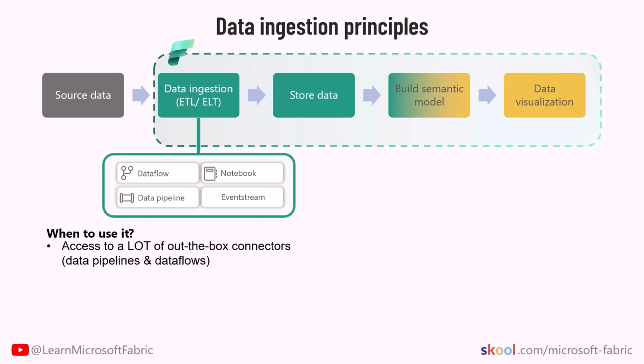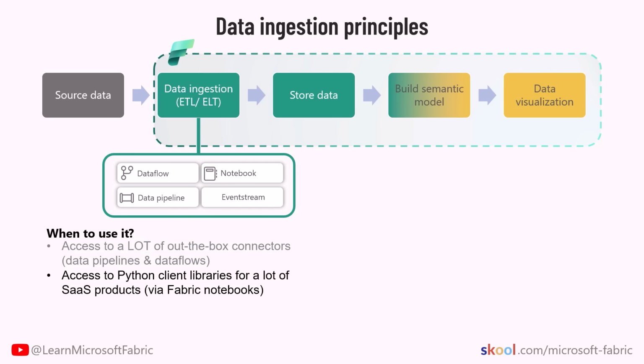Now, in general, when do we want to use data ingestion over and above the other options, so shortcut or database mirroring? Well, we get access to a lot of out-the-box connectors, especially with data flows. There's over 300 connectors that we can use to connect to a lot of different source systems, and that makes it really easy. Data pipelines as well have a lot of connectors inbuilt, and we'll look at that in a minute. Less than data flows, but still quite a lot. And if you use the Fabric notebooks, you get access to all of the Python client libraries.